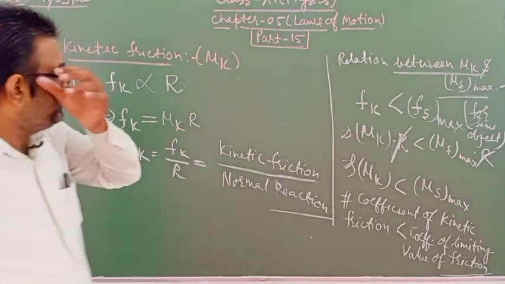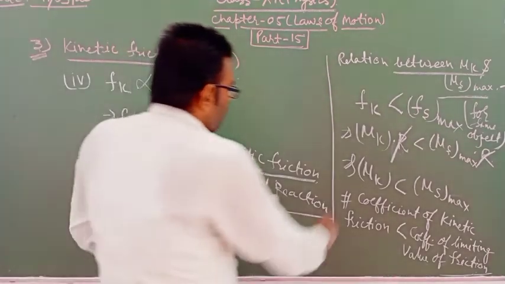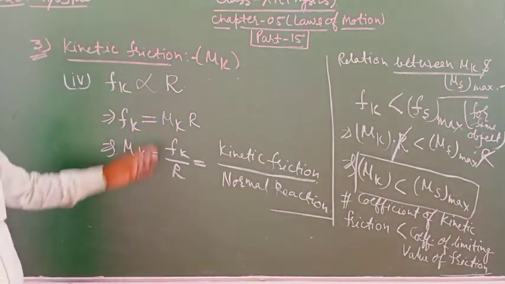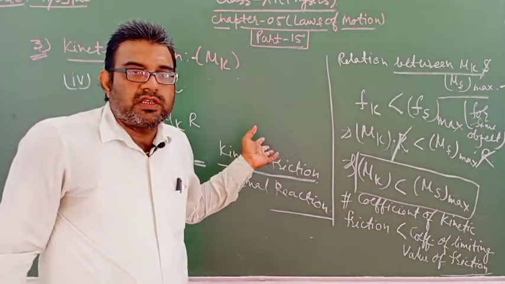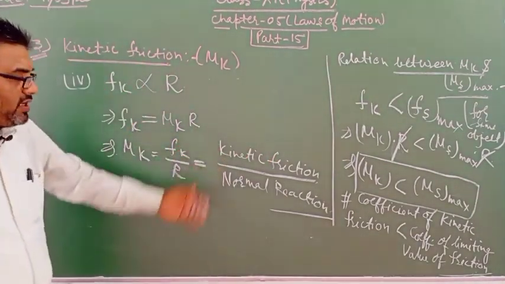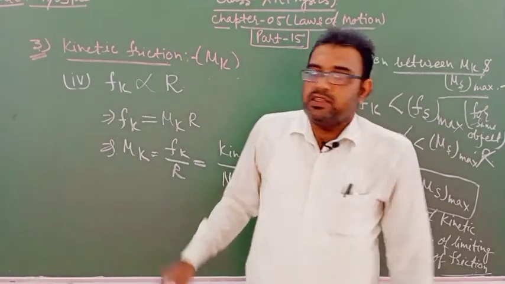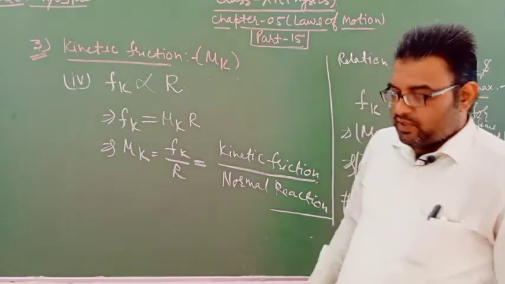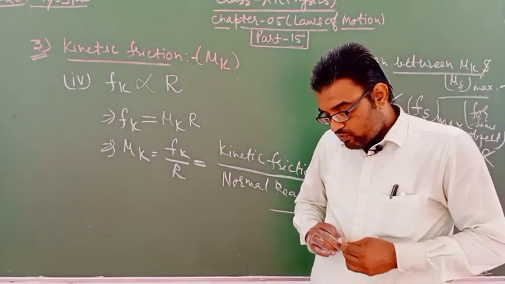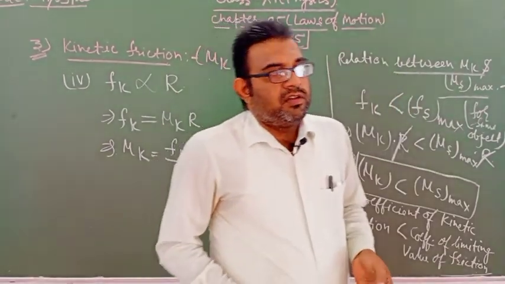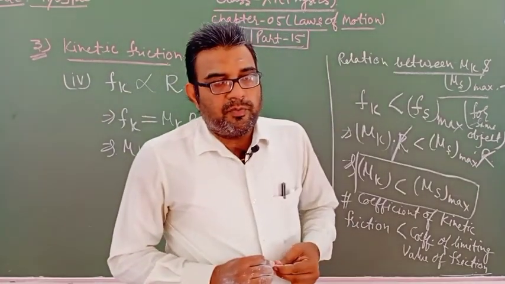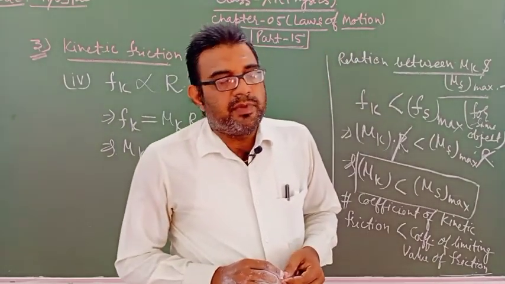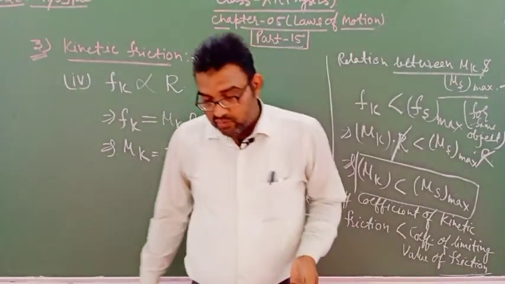So this is the relation between mu k and mu s, and this formula is similar to what we had discussed in static friction, the limiting value of friction. So dear students, these things we had discussed about kinetic friction, and you have to study that much only. Now we are going to solve two numericals. The first numerical is based on the angle of repose, and kinetic friction is also included in it, and the second numerical is based on kinetic friction.